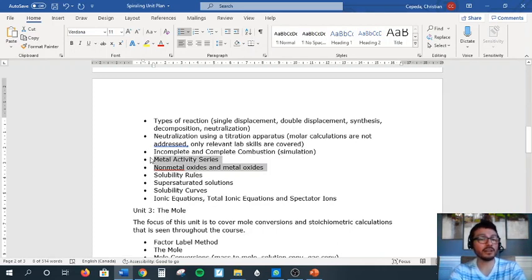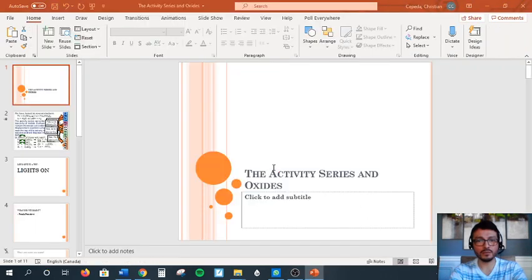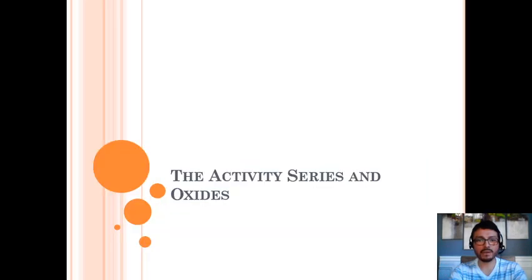But for now, what I've highlighted here, metal activity series and non-metal oxides, metal oxides, are what we're going to cover today, or right now. Okay, so getting to our lesson here, I'll just put it in presentation mode. Okay, so I may have some cheesy PowerPoint sound effects, but feel free to ignore those.